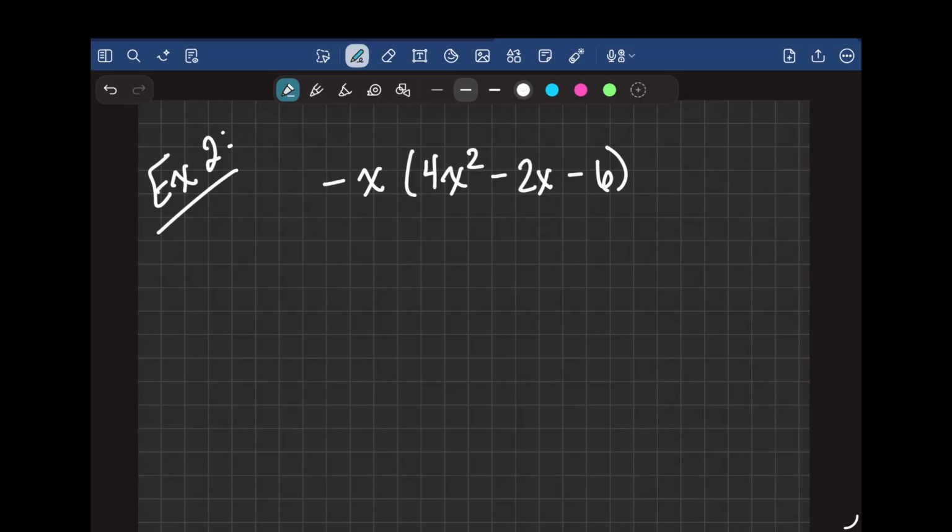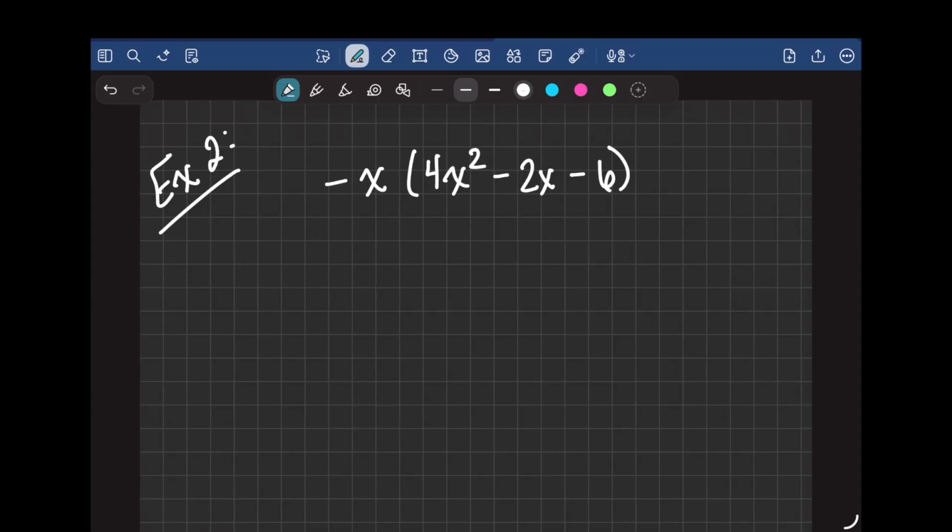Similarly, we have one variable, so we're just going to distribute the x and then at the very end organize it from highest to lowest exponent. So starting with that negative x, we're going to multiply it with 4x squared. So negative x times 4x squared. Here we have negative 1 times 4, so that's going to be negative 4. And then I have x with my invisible 1 here, so 1 plus 2 is 3.